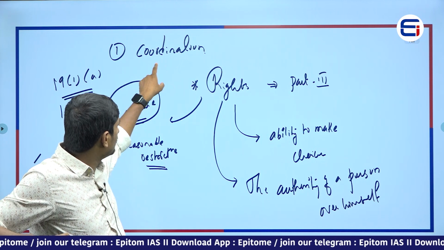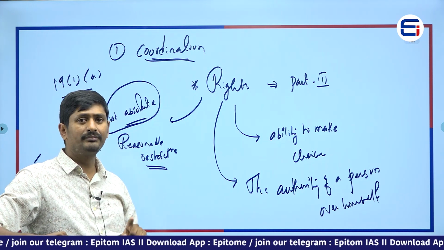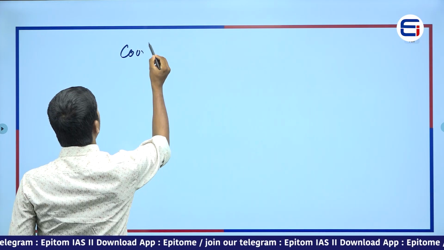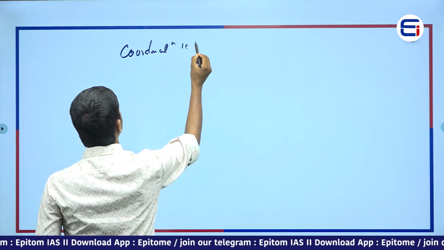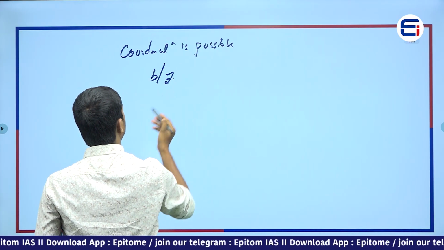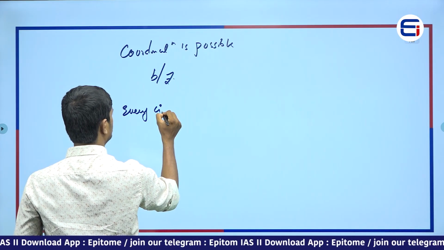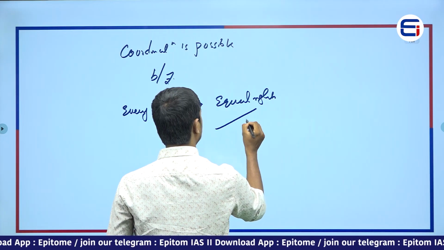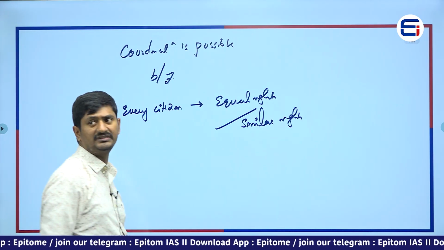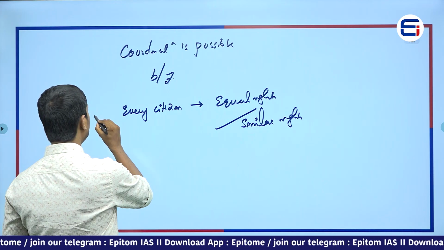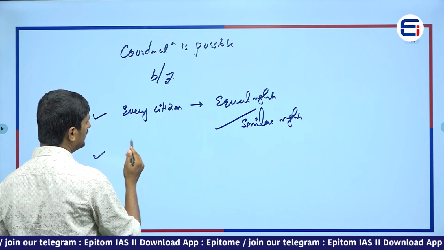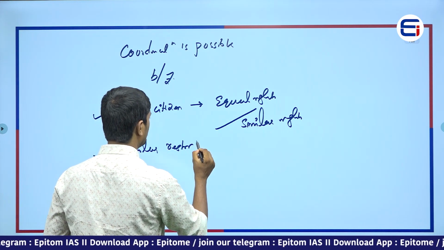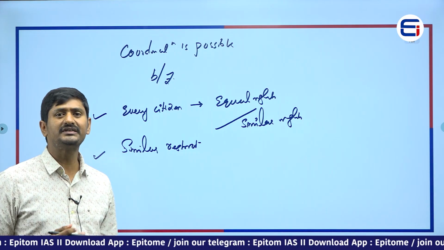So that's how the constitution ensures coordination. How is coordination possible? Coordination is possible because every citizen has been given equal rights, or you can say similar rights. At the same time, every citizen has to exercise his rights under similar restrictions. The same rights are there and the same restrictions are there.